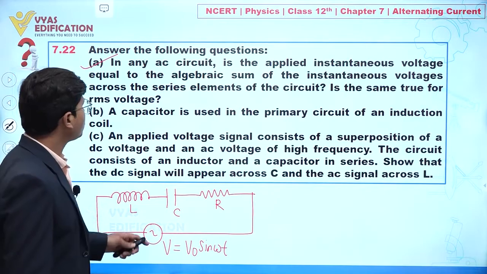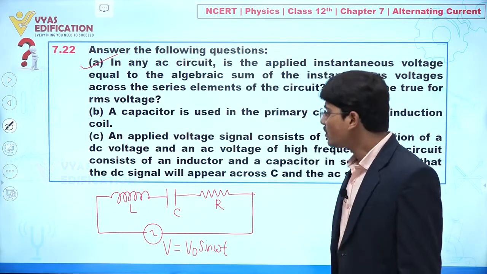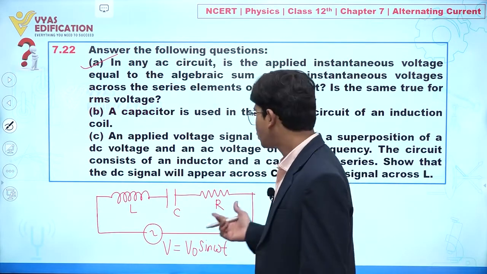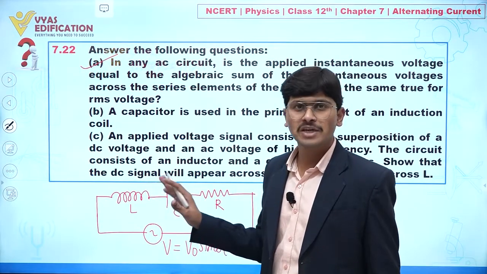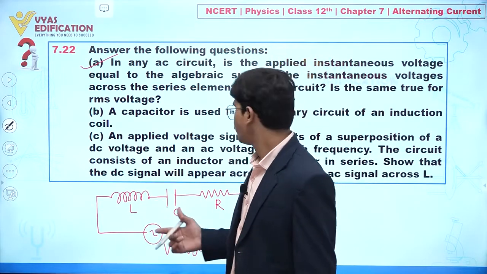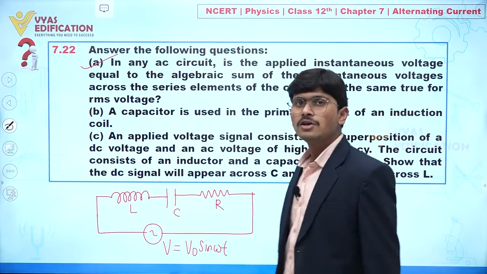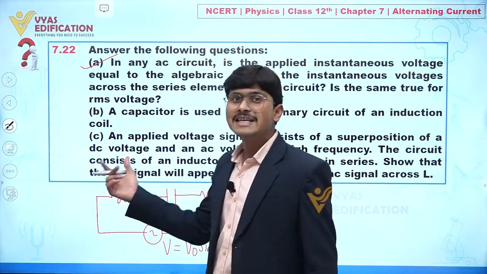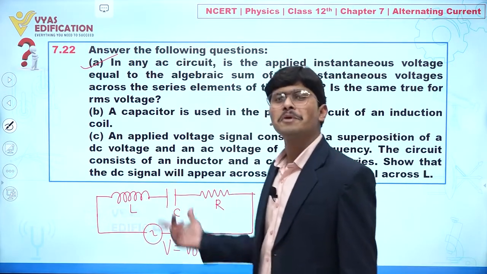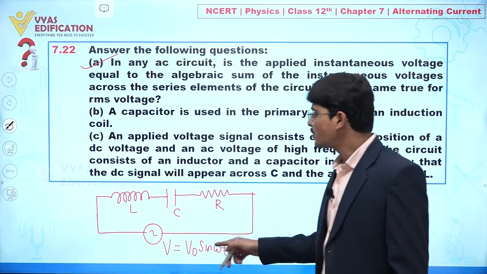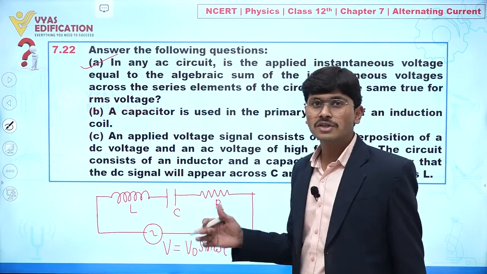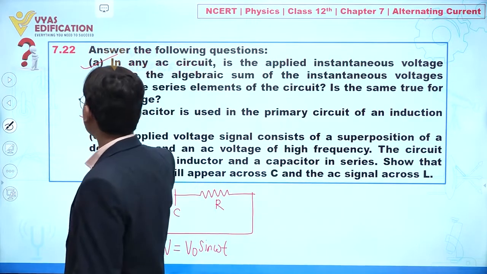But is the same true for RMS voltage? No, clear? You cannot write Vrms as the sum of the RMS voltages across L, C and R. Why? Because there is an opposite phase between the capacitor and inductor voltages, clear? So you have to find the resultant voltage, and the resultant of VL and VC is perpendicular to R, so directly you cannot say that V equals VL plus VC plus VR. So we cannot say it for RMS voltage. Yes, for instantaneous voltage this statement is correct, clear?